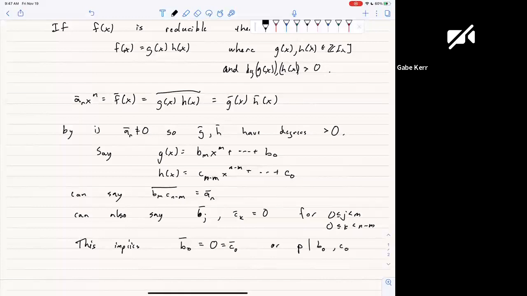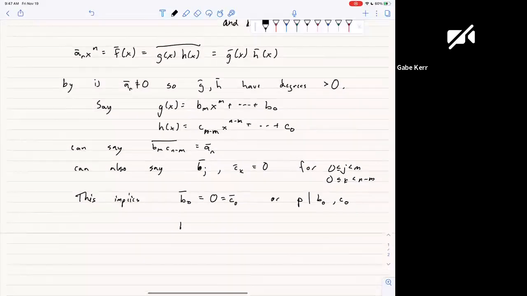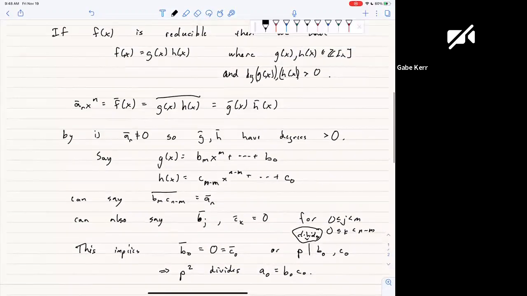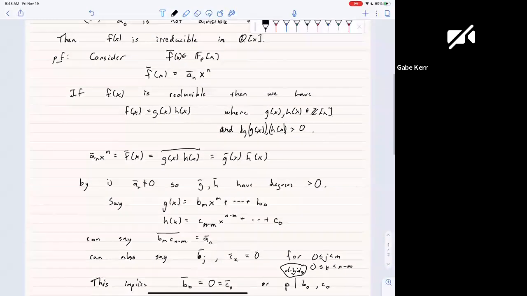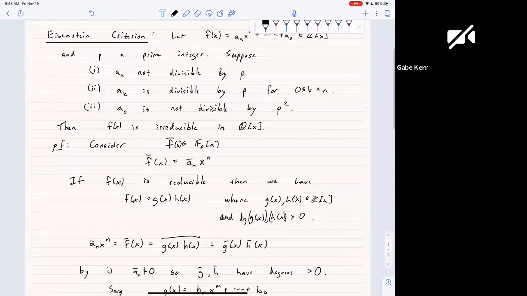We're assuming these are two factors of F, and that means that P squared divides a_0, sorry, this is notation for, I always use it. That's equal to a_0. So that's it. So it cannot be a product of two positive degree polynomials. So it's irreducible in Q[x]. All right, so this is Eisenstein's criterion.